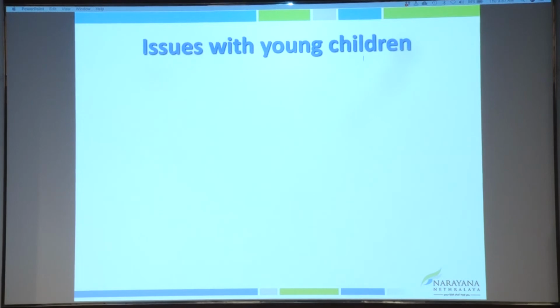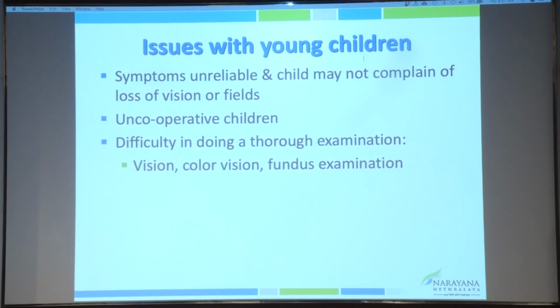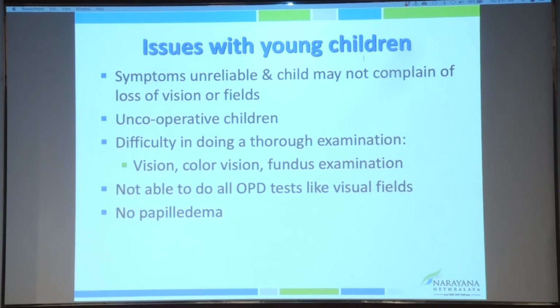But what are the issues with the young children? Symptoms are unreliable. They may not complain of loss of vision and fields. Uncooperative child, difficulty in doing an examination like vision, color vision, fundus, not able to do any of the OPD tests like visual fields. Sometimes they don't even have papilledema, infants with open fontanelle.